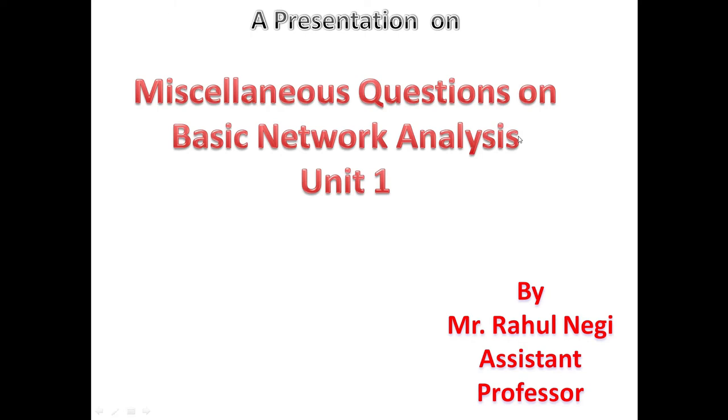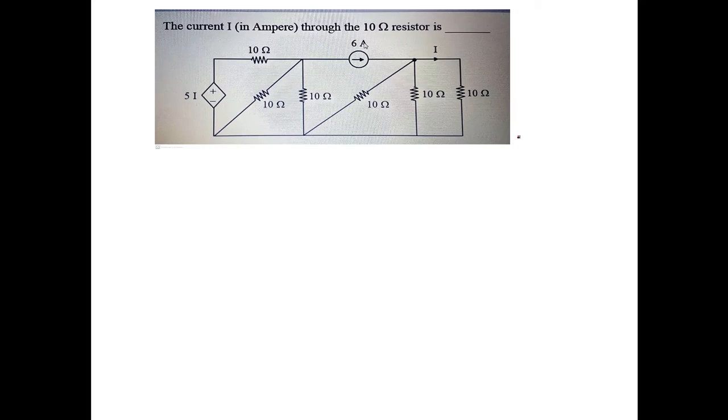So let's start our topic. Here is a question: find the current I in ampere through the 10 ohm resistor across this given circuit. First of all, we'll draw the circuit so that it is easily accessible for all of you.